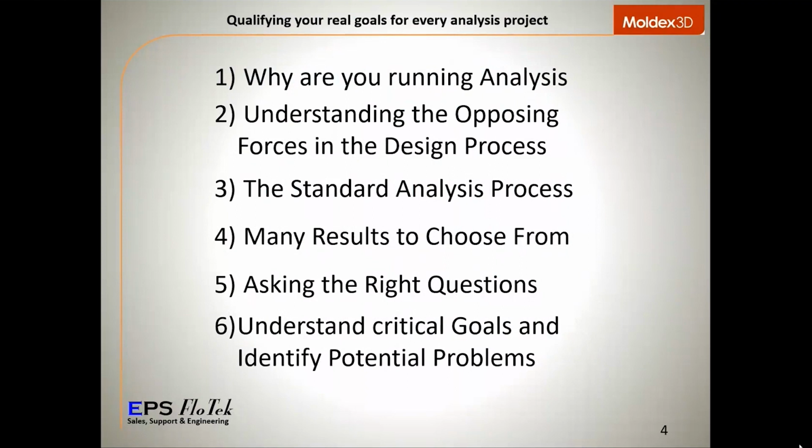So, why are you running analysis? That's the first question that you will be asking yourself. Is it really necessary sometimes? A lot of times it's a very simple part, and you're only required to do the fill, get a part, single gate location. There's really not a whole lot you can do.